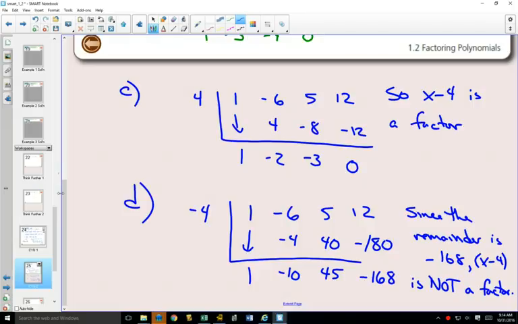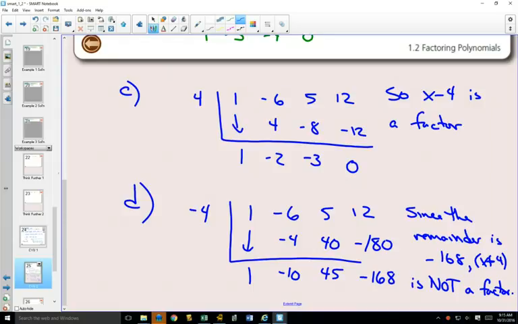So what did we discover? We discovered 3 factors by doing A, B, C, and we discovered the 4th one, D, wasn't a factor. Now, we could have known already that the fourth one wasn't going to be a factor because this is an x cubed. You're done. X plus 4 is not a factor.